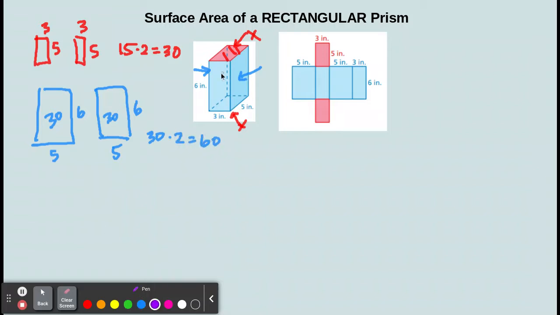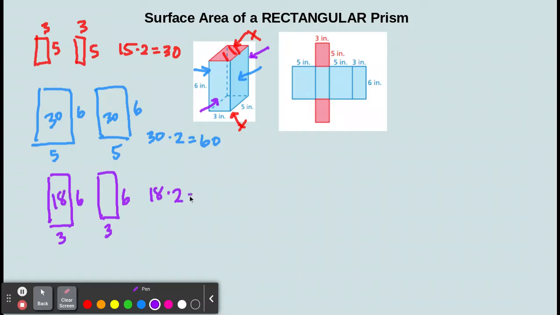And now we have finally these skinny sides, this side and the side in the back there. And those ones are only 3 inches by 6 inches tall. And again, we have 2 of them. So one of them is 18. So therefore 18 times 2 gives us 36. Then we just add them all up. 30 plus 60 plus 36 then equals 126. So we found our surface area of this rectangular prism to be 126. And we did that by just adding up all the sides.